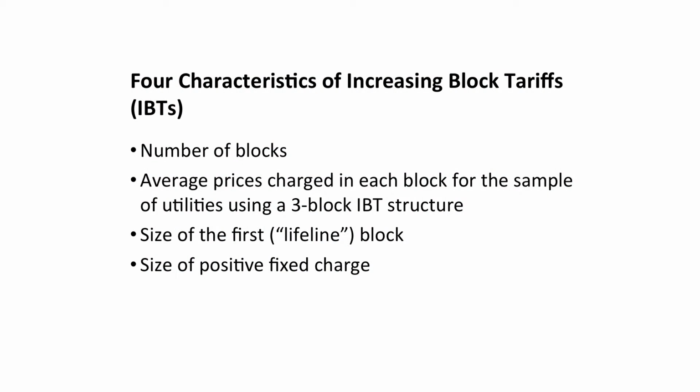An increasing block tariff structure has four main characteristics or design features. These can all vary from one utility to another. The first is the number of blocks. An IBT must have at least 2 blocks, but it may have many more than 2. The second feature is the prices charged in each block in the IBT structure. The third feature is the size of each block in the IBT structure. Here, the size of the first or lifeline block is often of special policy interest. The fourth feature is whether or not there's a fixed charge, and if there is, the size of the fixed charge. All four features can vary independently, so there are countless ways that an IBT can be designed in practice.